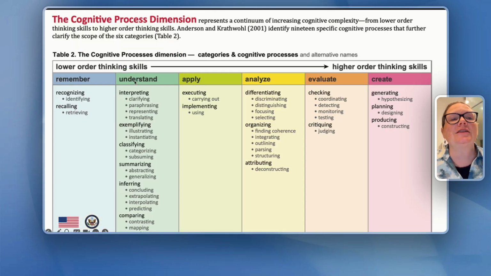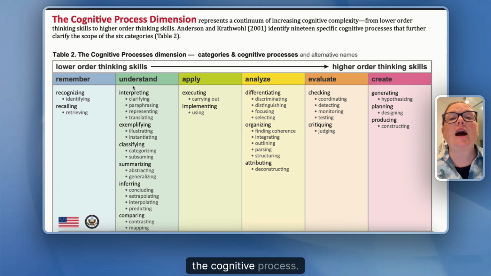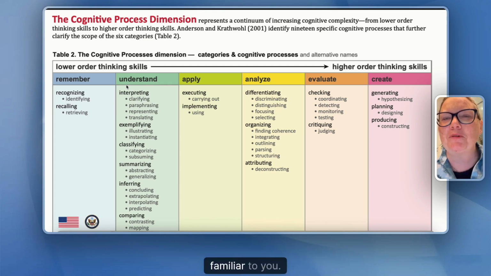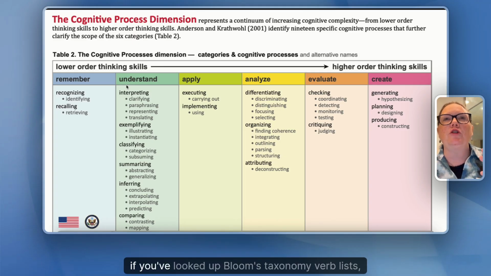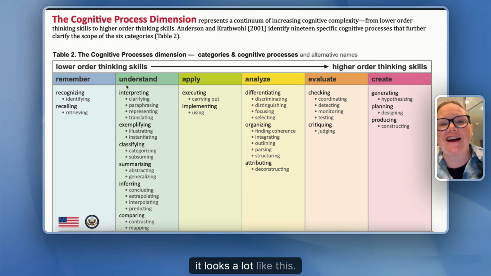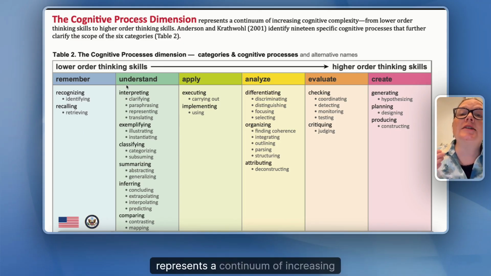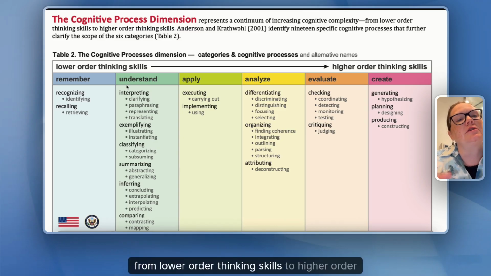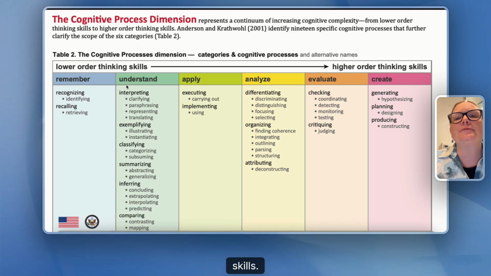The second is the cognitive process. This probably looks more familiar to you if you've looked up Bloom's taxonomy verb lists. It looks a lot like this. And this dimension represents a continuum of increasing cognitive complexity, from lower order thinking skills to higher order thinking skills.